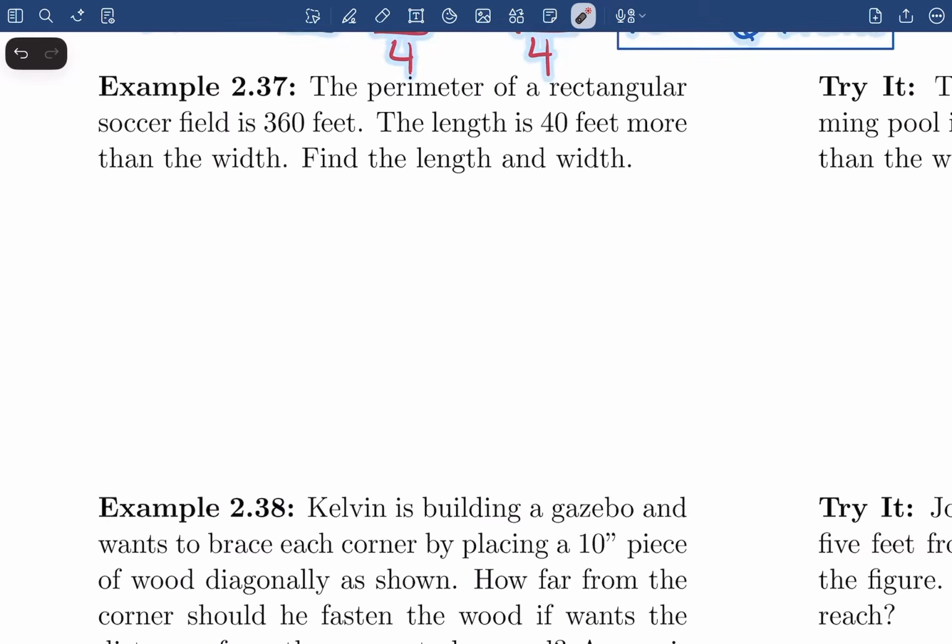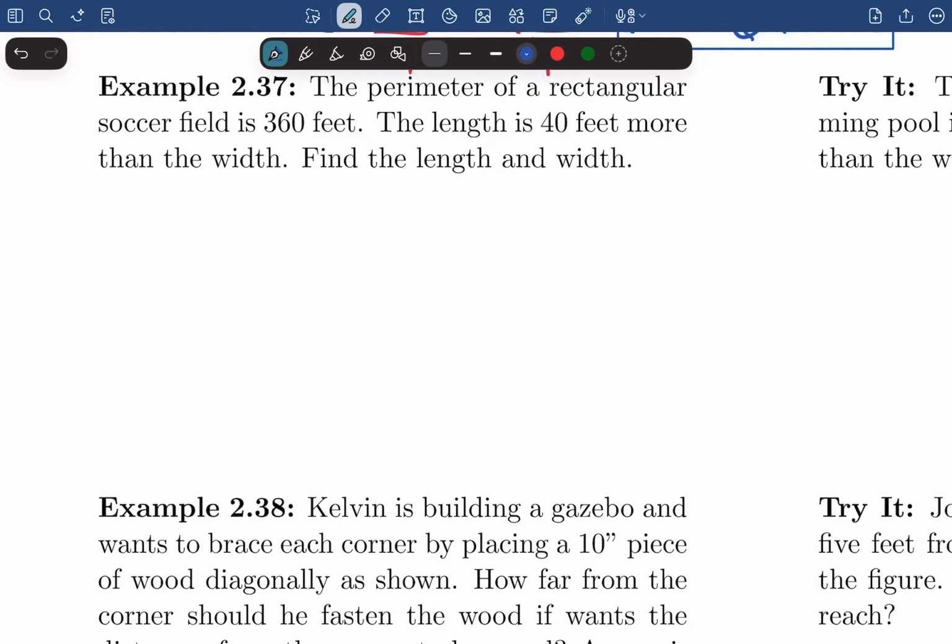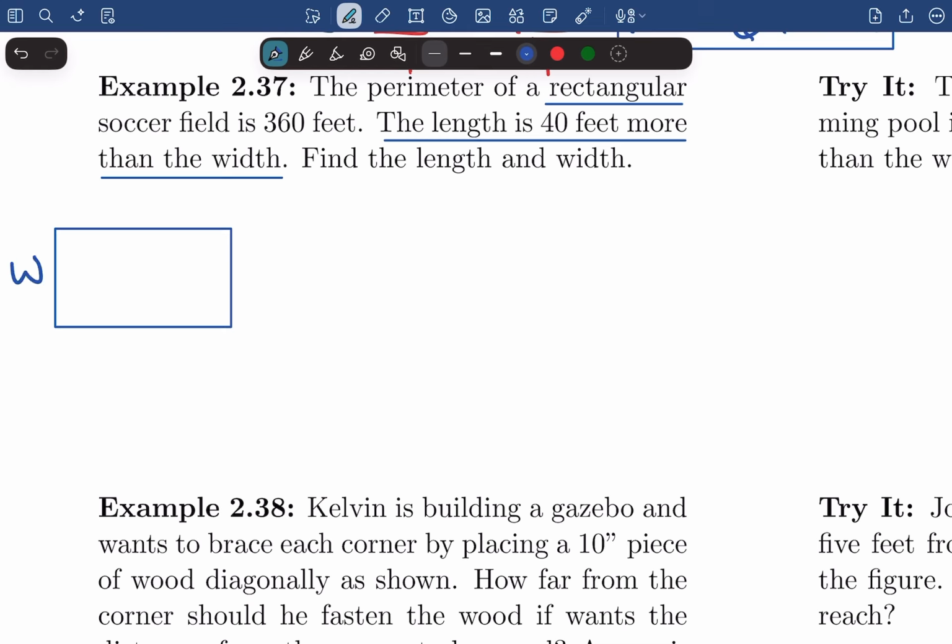Let's begin by drawing a diagram again. So we know we're dealing with a rectangle. The diagram for a rectangle is drawn. Now, there's a comparison of the length with the width. The length is 40 feet more than the width. So if we call this the width here, and this the length, well, we can replace the length L with W plus 40. The length is 40 more than the width.